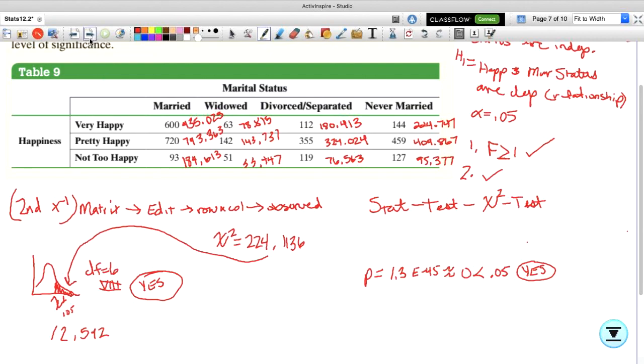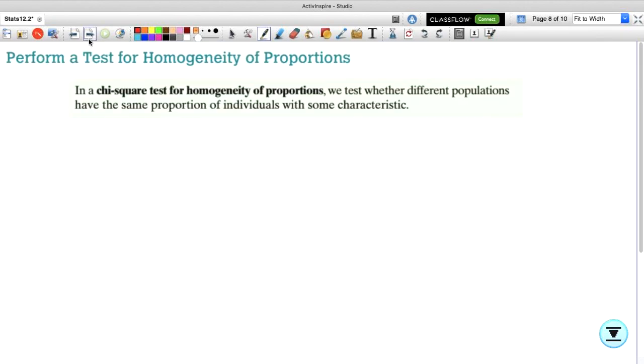So this is one of the 2 tests, and it focuses on when you have 2 separate variables. In the same section is the test for homogeneity of proportions. And again, this is a chi-squared test, so we're still using that as our test statistic. But here, it's a little different. It's going to feel similar, but it's not. This is testing whether different populations have the same proportion of individuals with the same characteristic, okay?